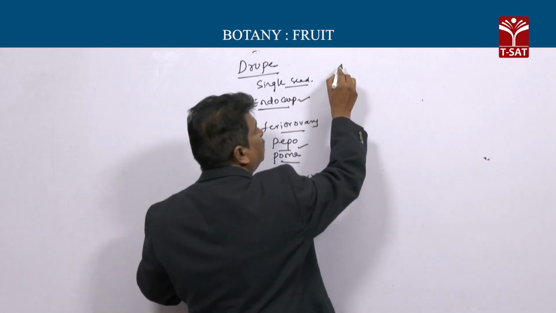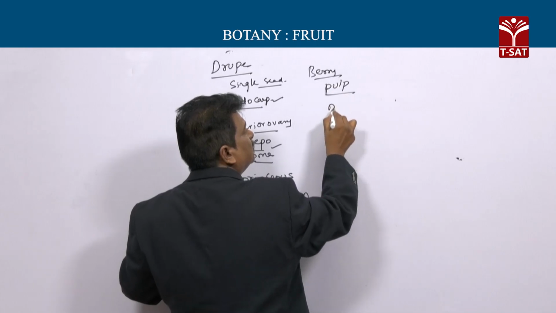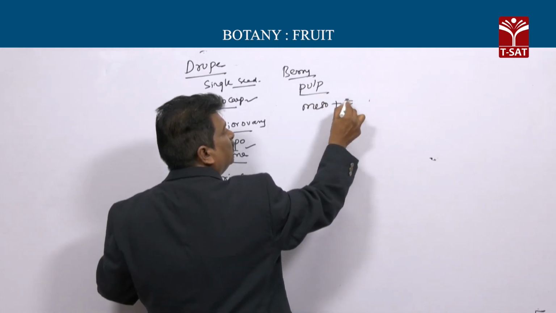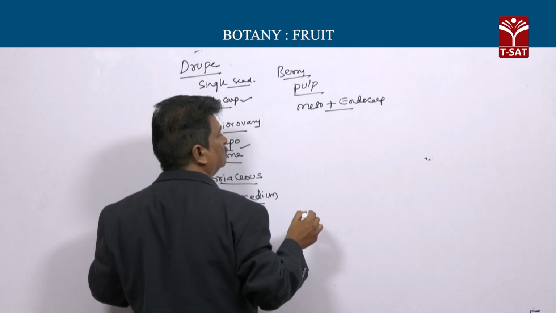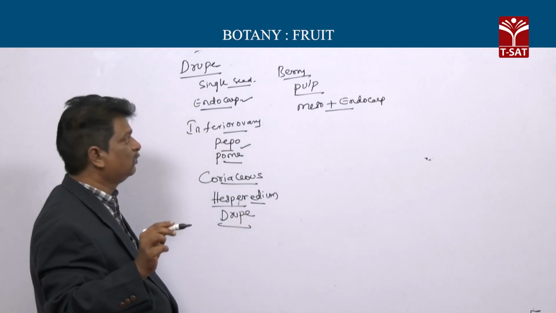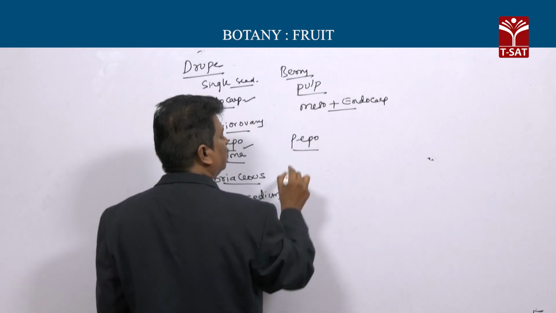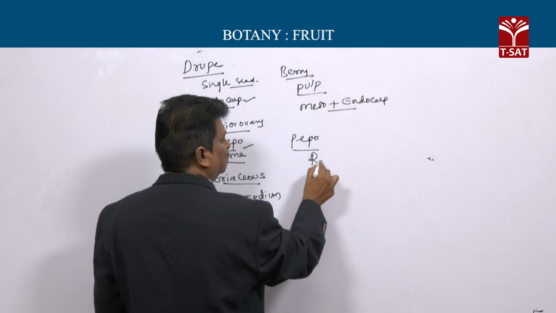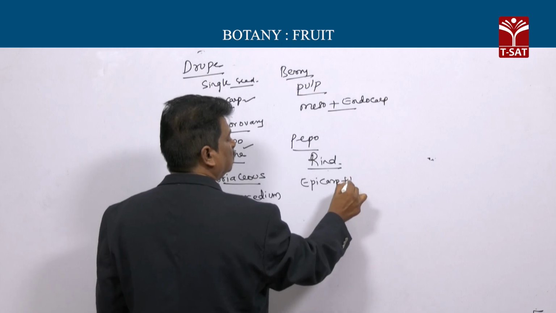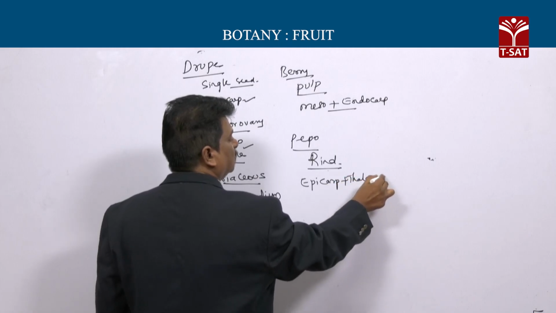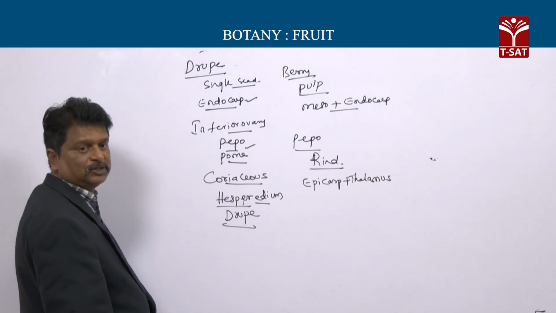Identification for berry fruit: only berry is characterized by the presence of pulp. Pulp is formed by mesocarp and endocarp. Next, pepo. Identification for pepo: in pepo, there is rind. Rind is formed by epicarp and thalamus. This is about fleshy fruits.